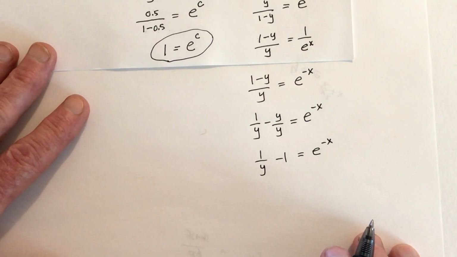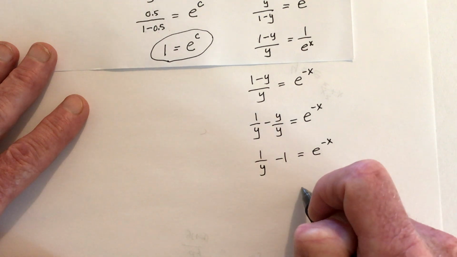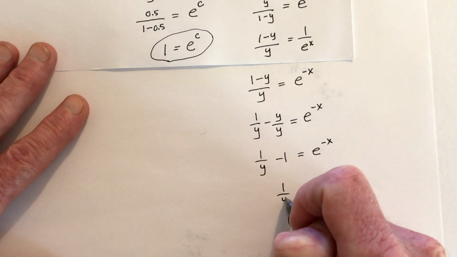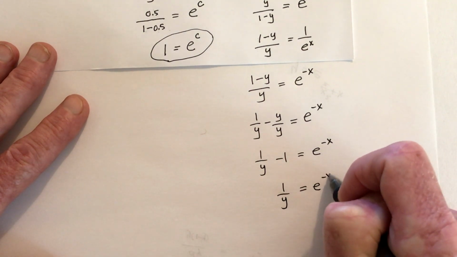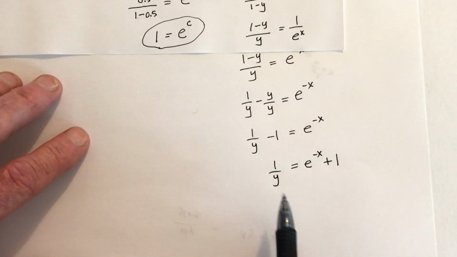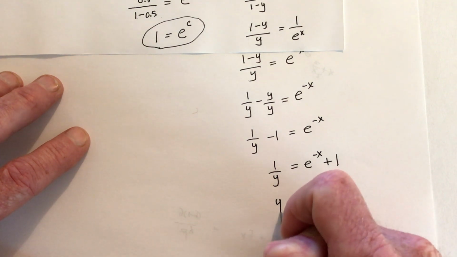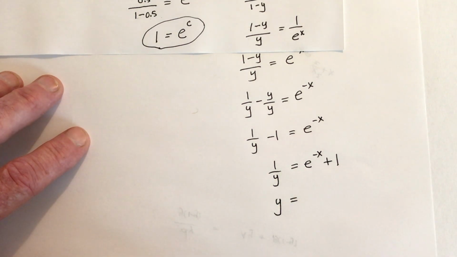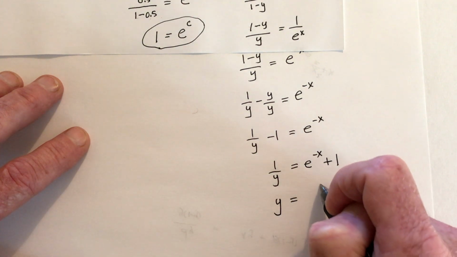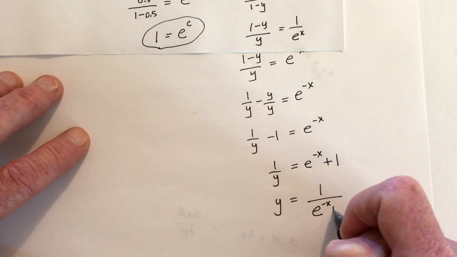And then we just have two more steps to solve for y. One would be add 1 to both sides. So add 1 to both sides. And then finally, invert it again. So if you invert the left side, it becomes y over 1, or just y equals. And then on the right side, invert it so it becomes 1 over e to the negative x plus 1.